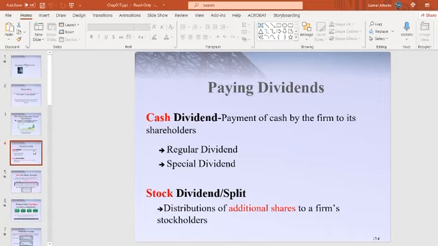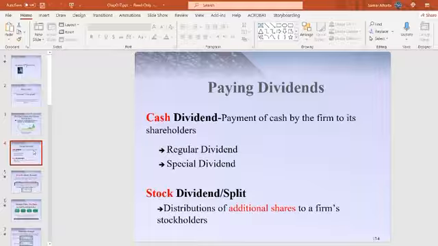Another way, instead of paying money to shareholders, you can give them stock. You offer them more stocks. Like for example, if you have one stock, you will receive another one. Or if you have 5 stocks, you receive one. It depends, there are many cases, okay? Normally, for every 3 shares, you will receive 1 new share, and so on.